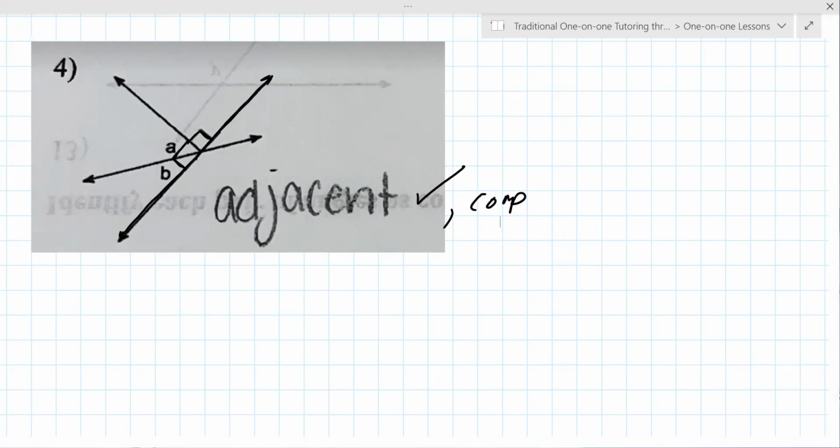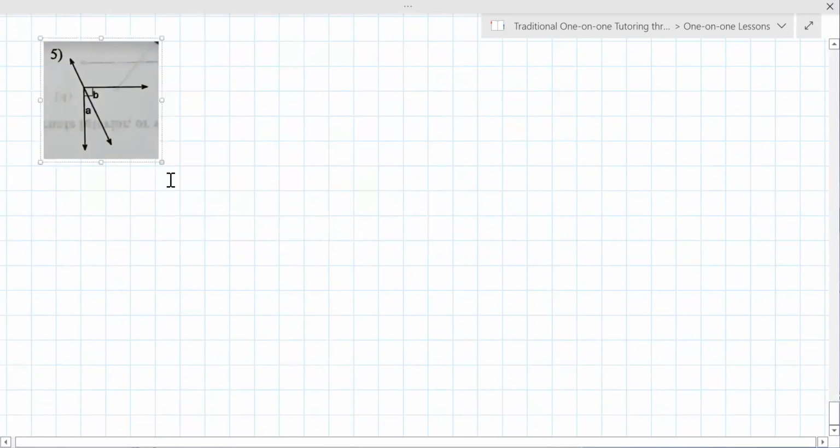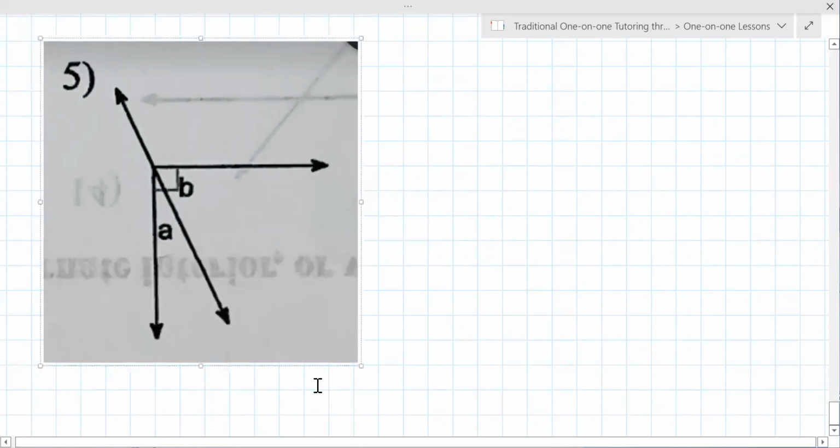It's such an odd worksheet because we're getting the same answer on every single one. So this is the same. The two angles add up to 90, so they're complementary, and they're next to each other. They share a vertex, so they're adjacent.